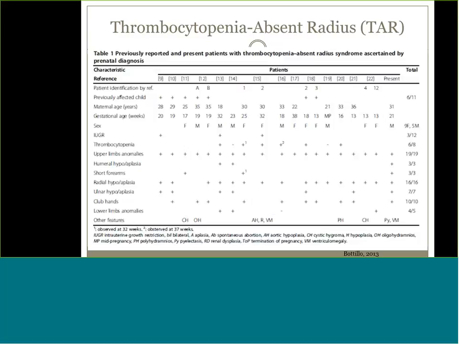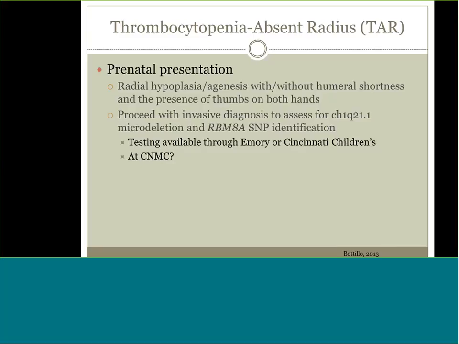And this is a look at the case reports of TAR being identified on prenatal ultrasound, 19 cases, so again, it's very, very rare. And in 19 out of 19, upper limb abnormalities, radial hypoplasia or aplasia, were the most frequent. This is what you will be picking up. And what was very fascinating about this disease is I found that there's established testing through Emory or Cincinnati Children's, but at CNMC, if we have enough heads up, we can also get this done here, looking prenatally on the fetus, if you can send us a fetal sample.